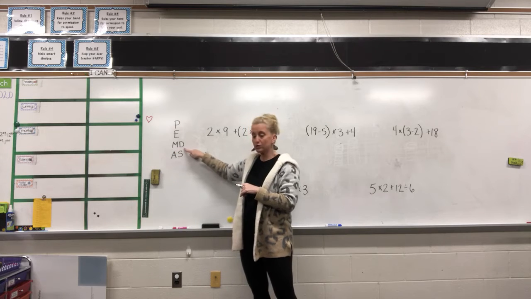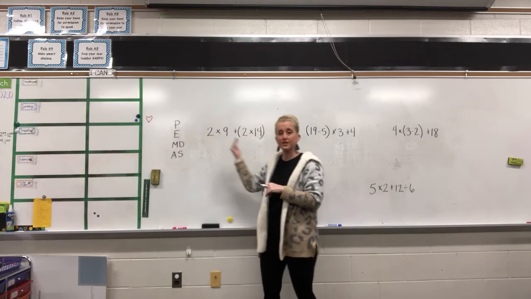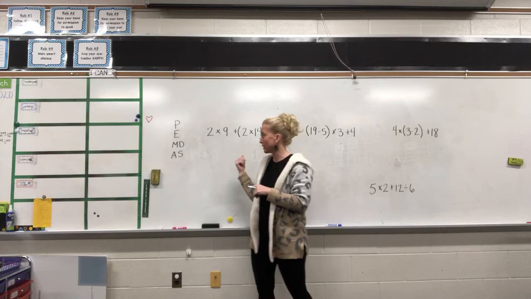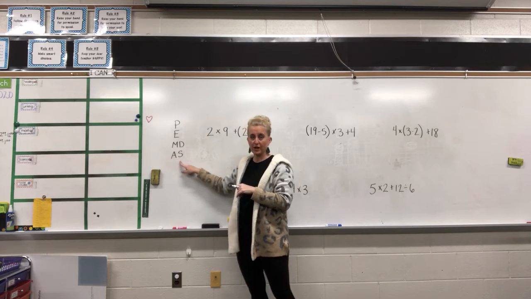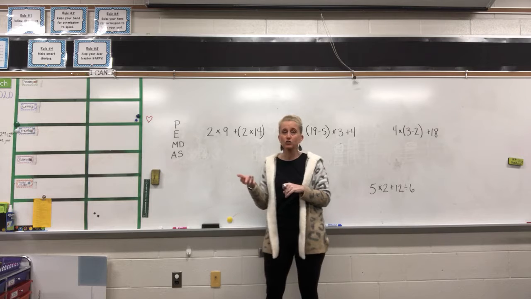Now I wrote it this way, multiplying and dividing, because they are considered equals. You always do whichever one comes first in the problem when you're reading it left to right. And same with addition and subtraction. Even though the A is first here, that doesn't mean addition always comes first. Whatever comes first when you're reading the problem. So let's try a few.